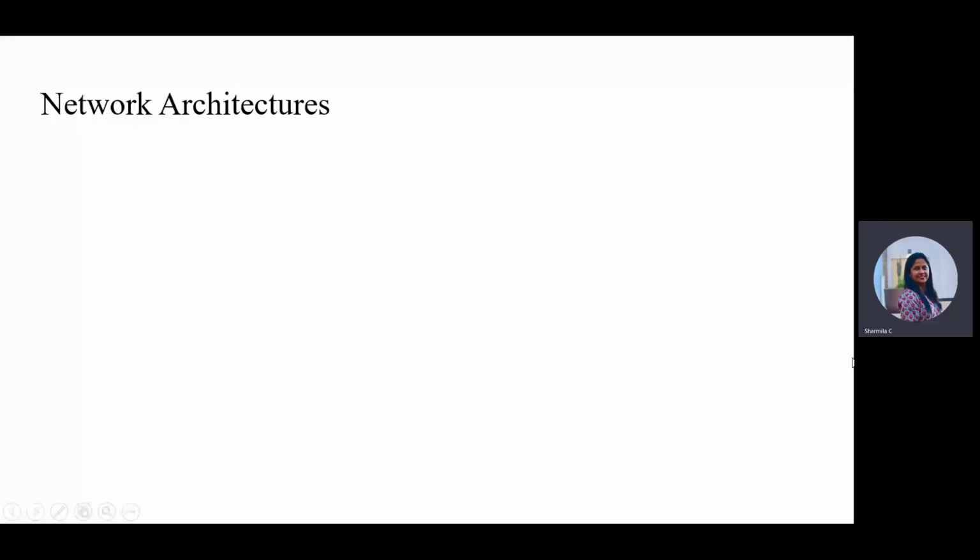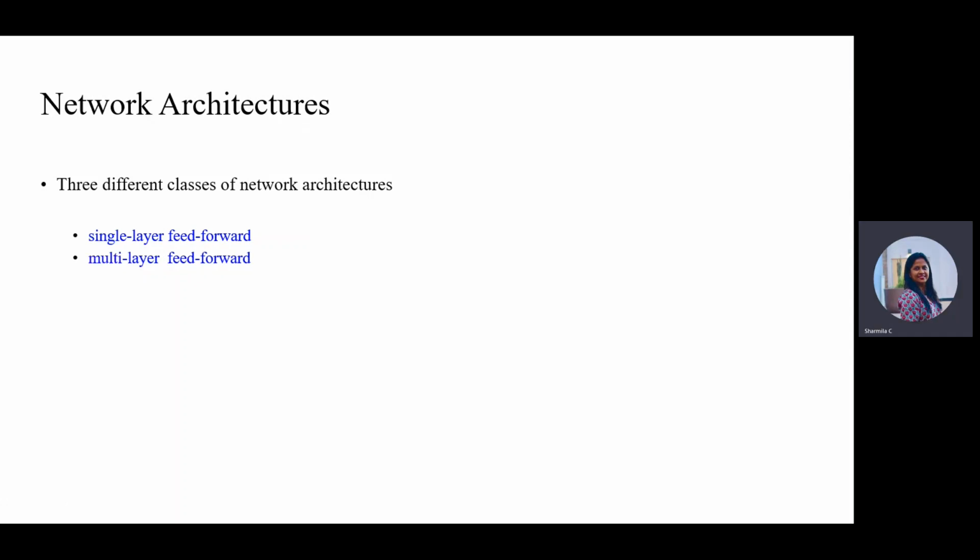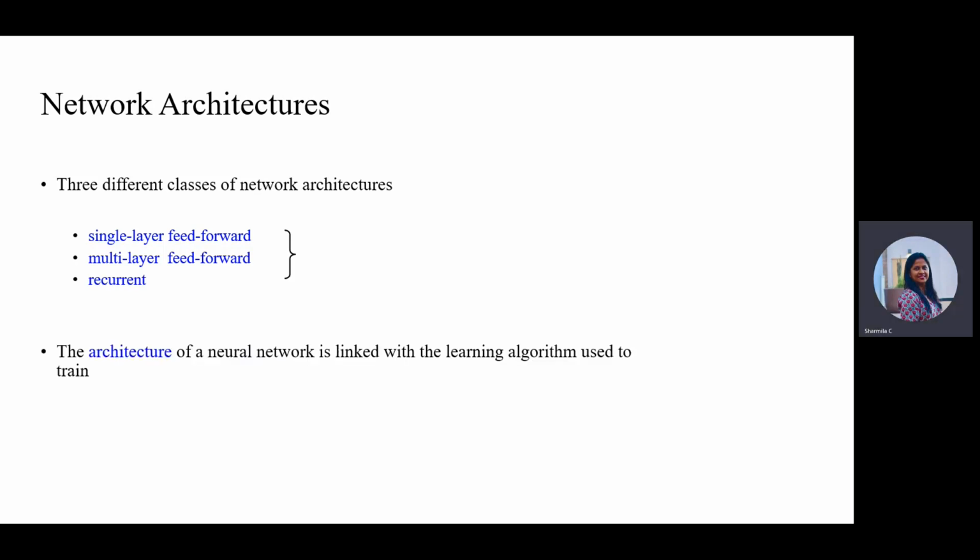Network architectures. Now, considering the different types of neural network architectures, we have three different types. The first one is single layer feed forward network architecture, then multi-layer feed forward neural network architecture, and recurrent architecture. The architecture of the neural network is linked with the learning algorithm used to train it. In a single layer feed forward, we have a single layer. In multi-layer feed forward, we have more than one layer. In the recurrent neural architecture, we will be iteratively performing the operation.